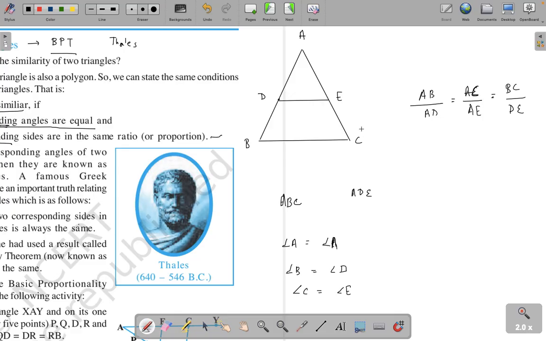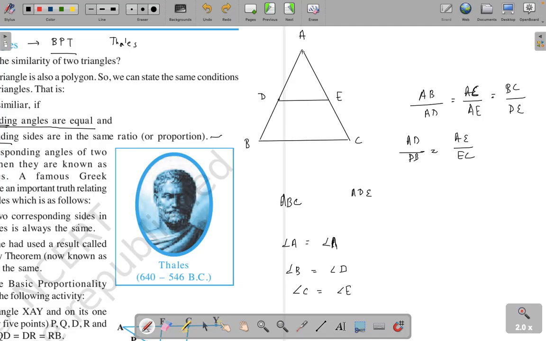So you have AB upon AD, so this is the basic proportionality theorem. The other way to write it is AD upon DB is equal to AE upon EC is equal to DE upon BC. Sir, which is the correct way? So I should just eliminate this. Both are correct. I should not have written BC upon D because that is one whole side.